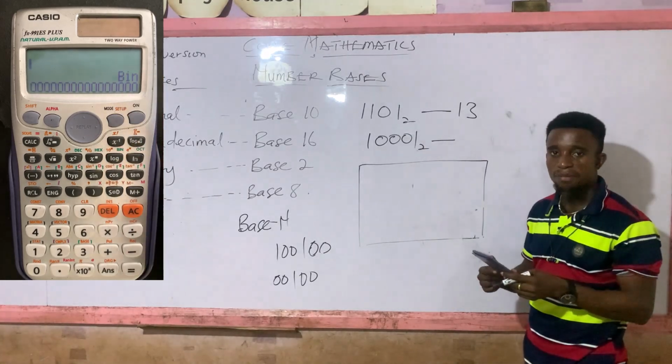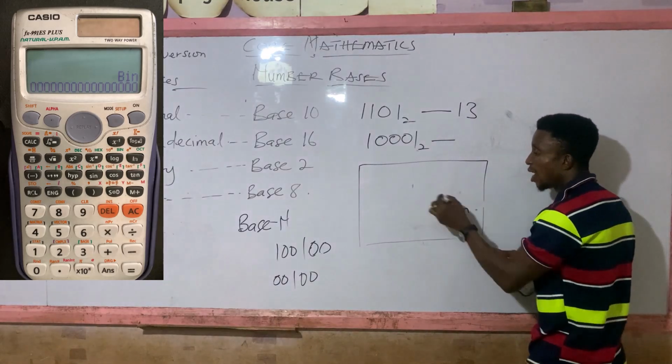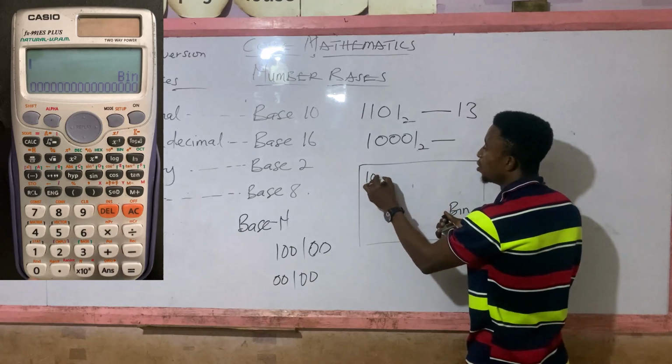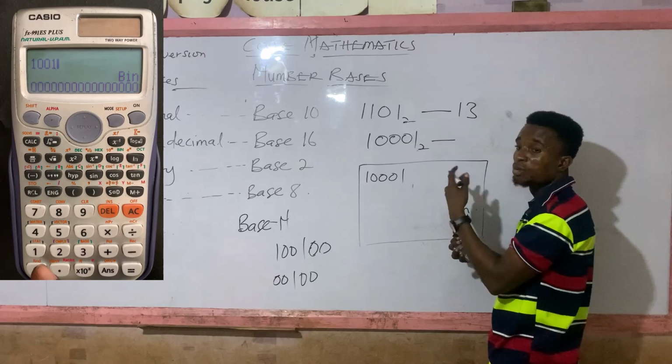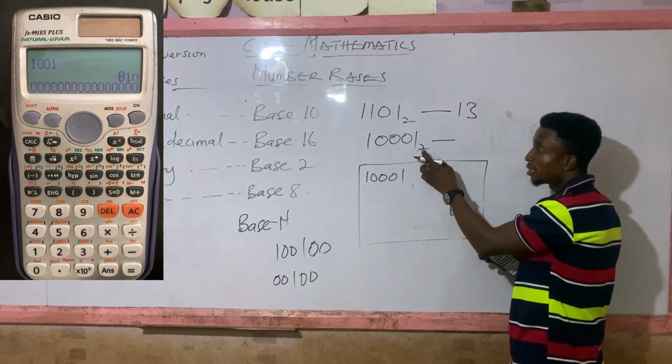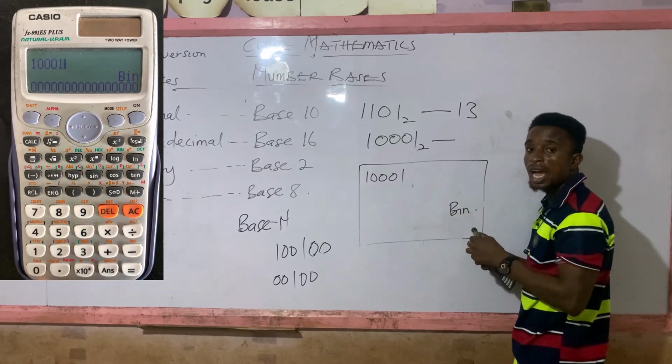Then now I have the bin. So having the bin here, now you can put 10001. You don't have to bring the 2 because you can't put 2. The subscript 2, the bin is telling you we are in base 2. Are we getting that?